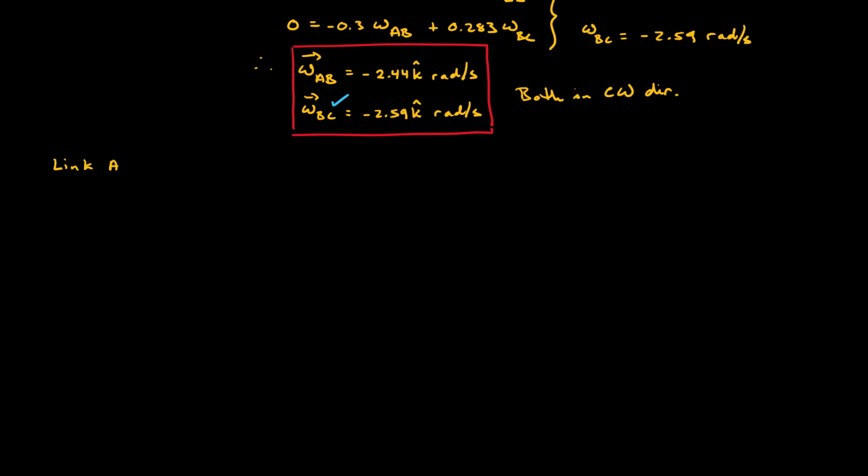So for link AB, it is undergoing fixed axis rotation. So for fixed axis rotation, we have a tangential component of acceleration, and a normal component of acceleration. So as we did before, we're going to assume a direction for alpha AB. We're going to say, let's assume it's in the positive k direction.